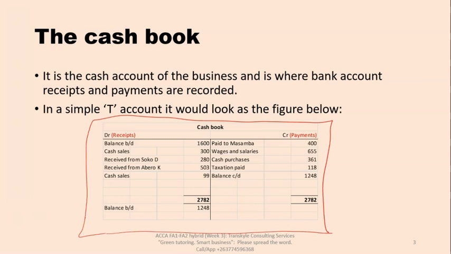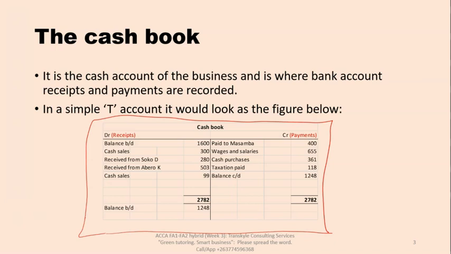You still remember when we talked about the books of original entry or prime entry, the cash book was also identified as one of them. It is both a book of original entry as well as a book of double entry. Why? Because the cash book is actually part of the general ledger, and that's where the double entry bookkeeping system is.